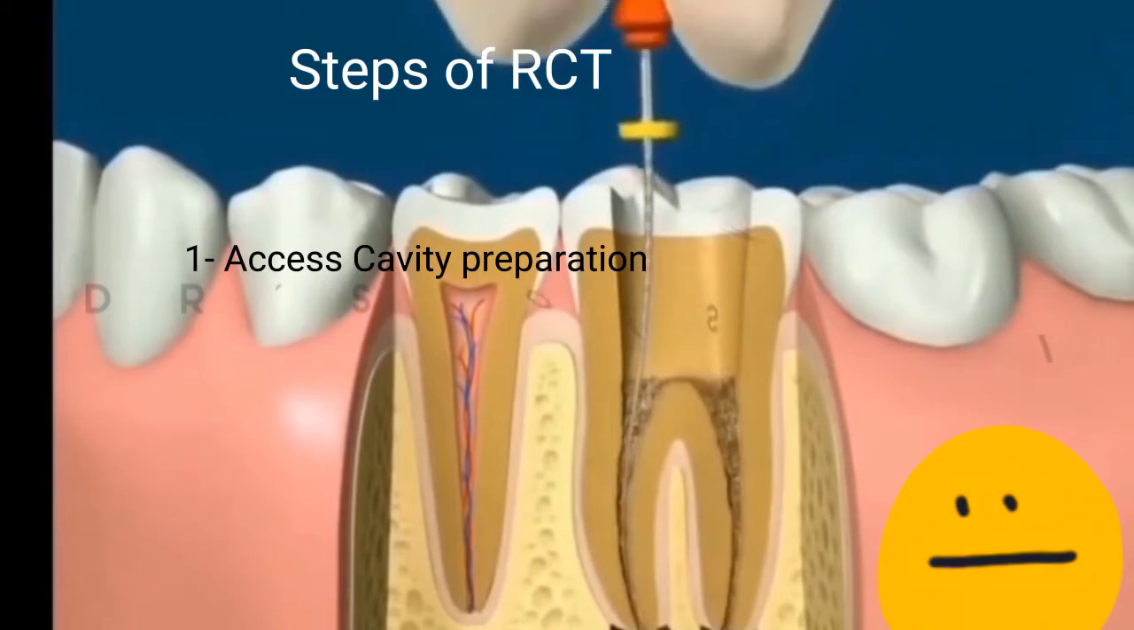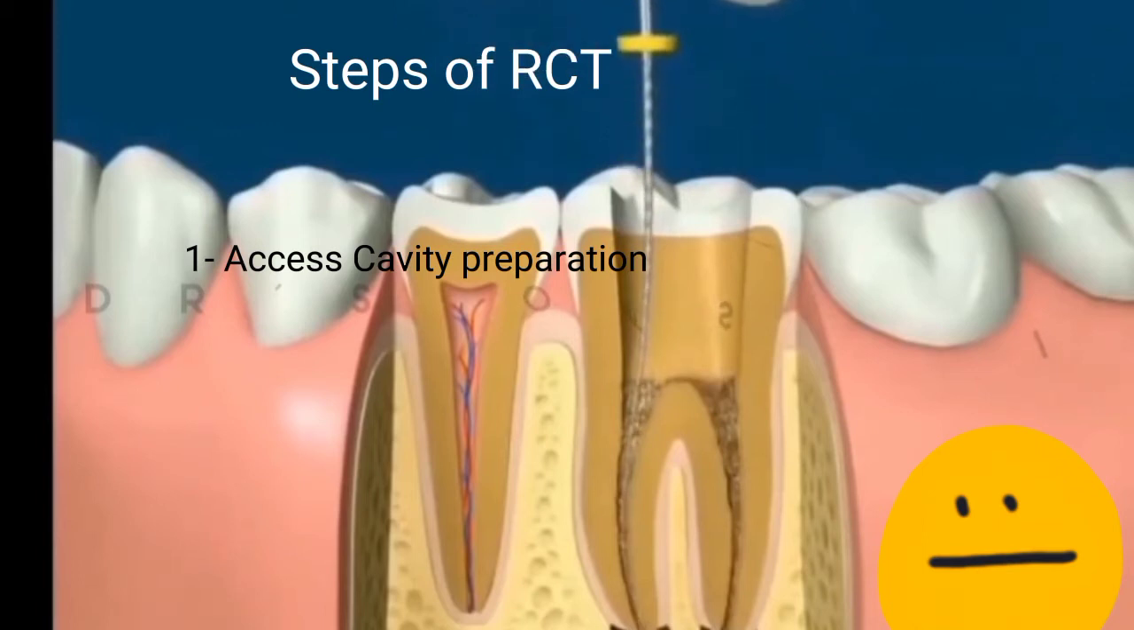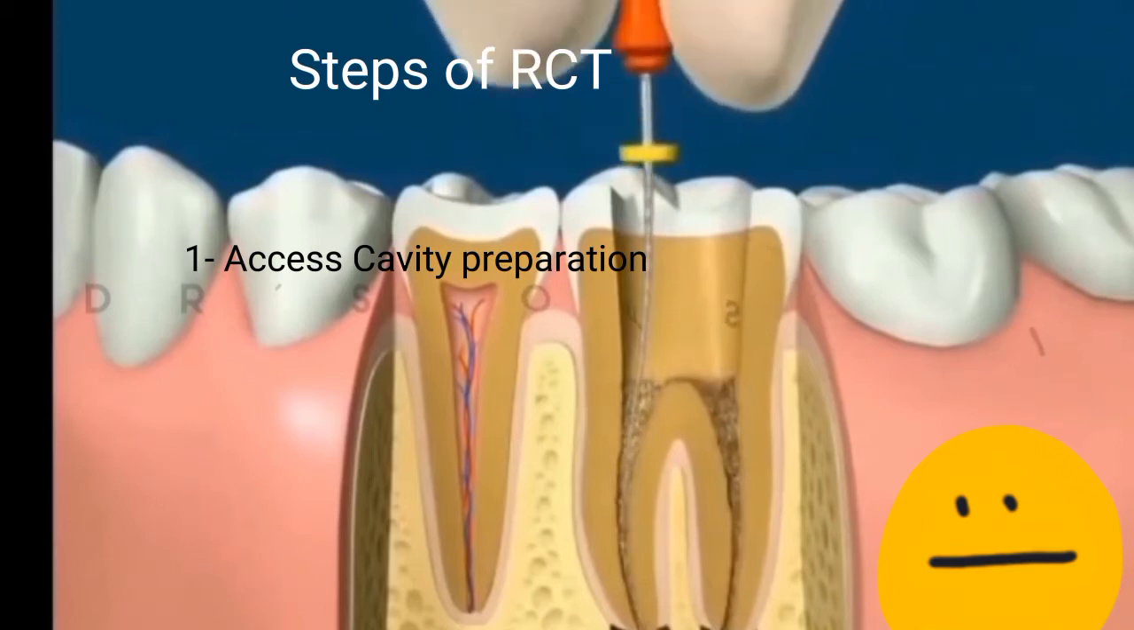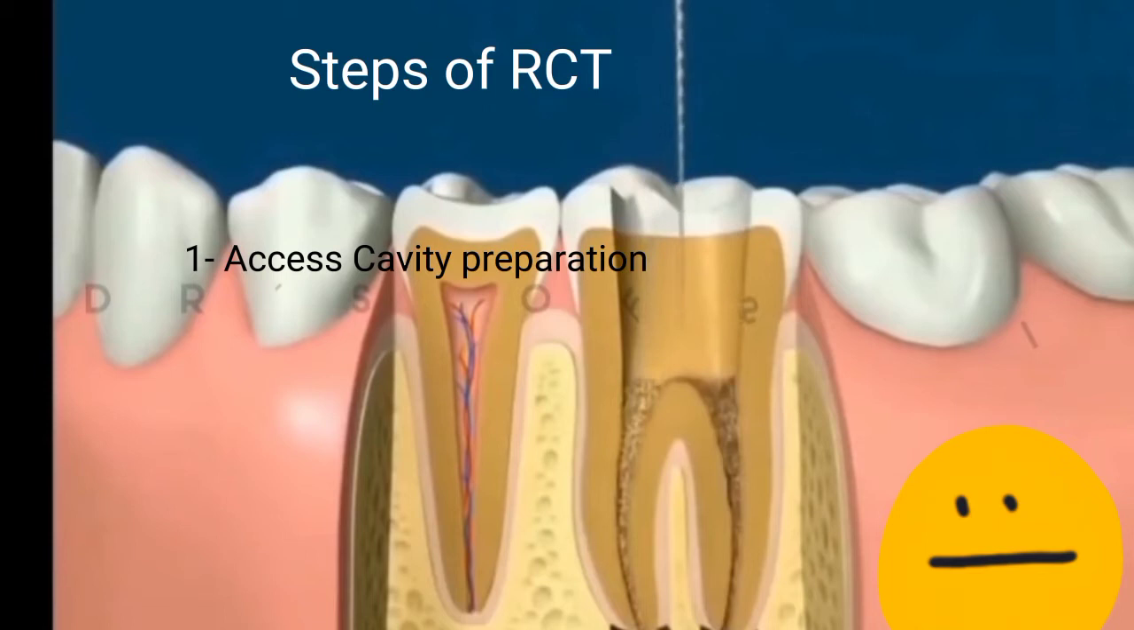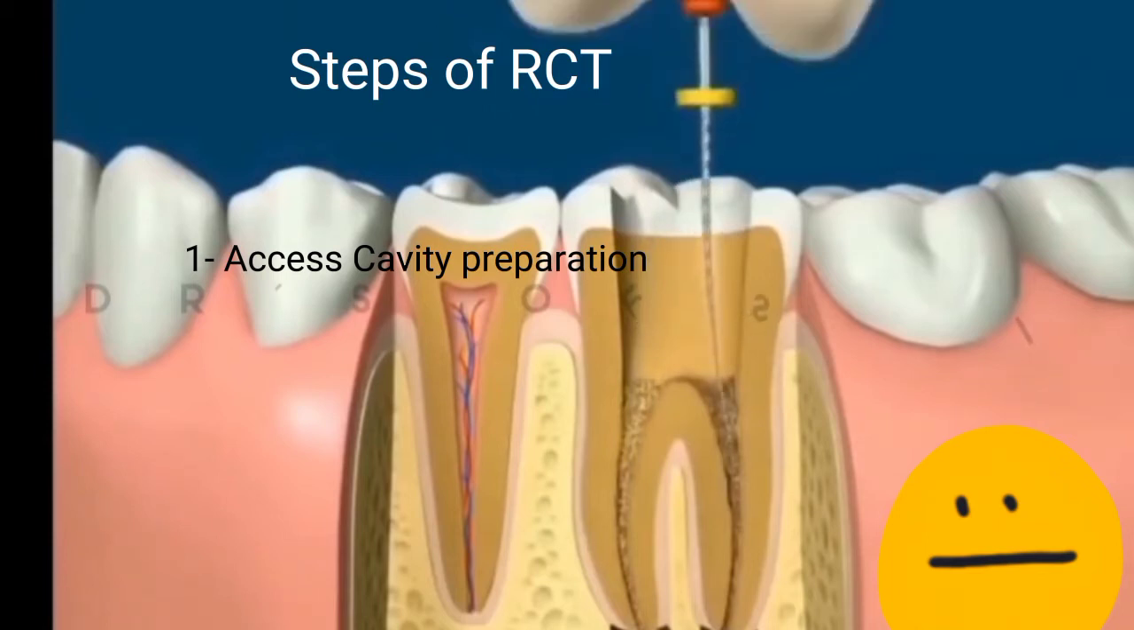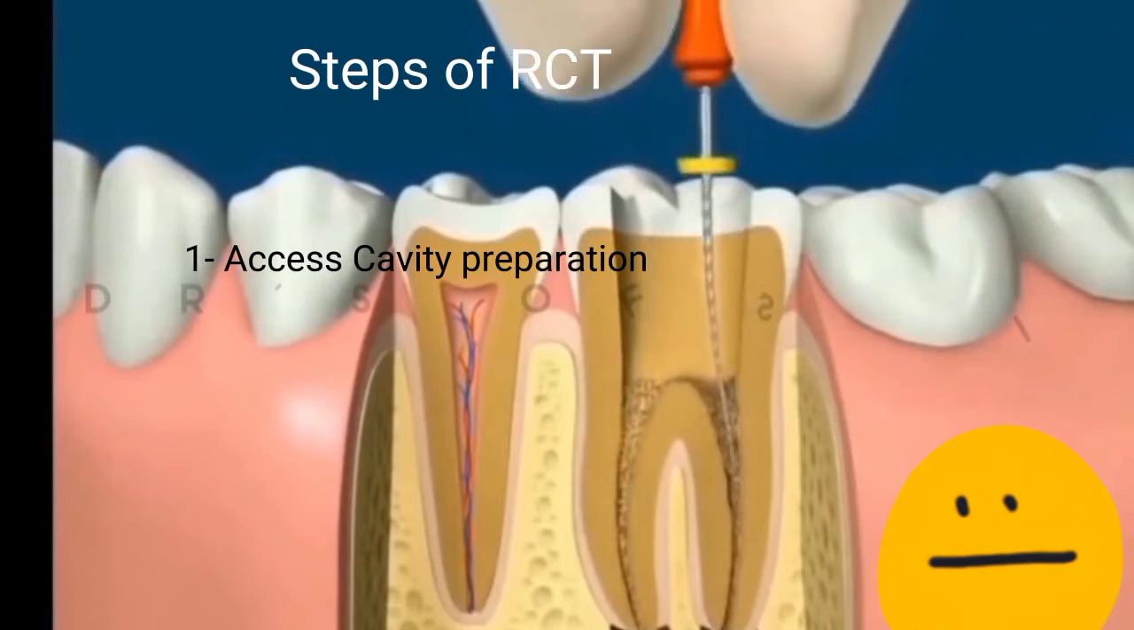There are three steps to perform RCT. The first one is access cavity preparation. In simple words, it is the first step of the RCT in order to gain a straight path from the occlusal table, lingual or palatal aspect for anterior teeth or posterior teeth to the canal orifice and apex.